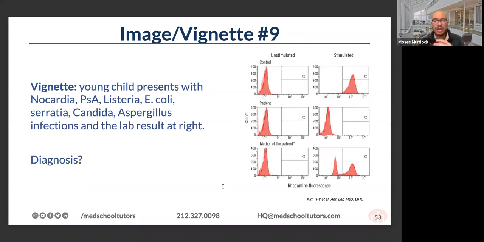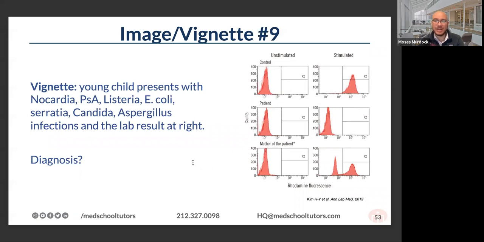So you have a young child with Nocardia, Pseudomonas, Listeria, E. coli, Serratia, Candida, Aspergillus. I'm overloading you here. This is not how the vignette would actually look. And you have the lab result at right, where, again, you have the control on top, and you have the patient. And you notice that the control, when stimulated, stains positive for rhodamine, whereas the patient will not. And there's sort of an intermediate phenotype with the mother of the patient.